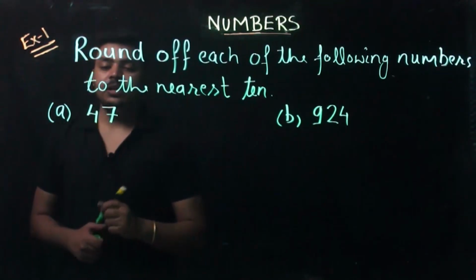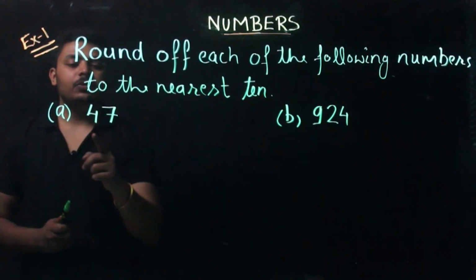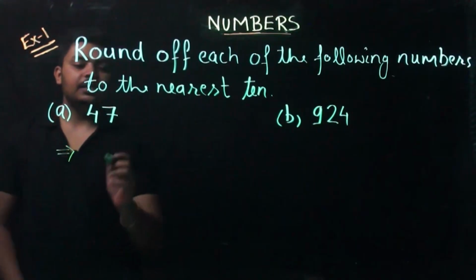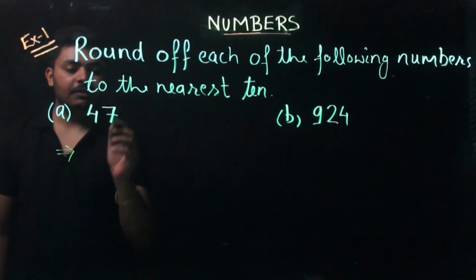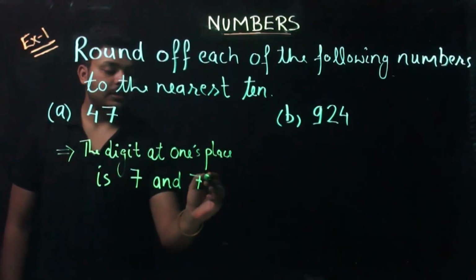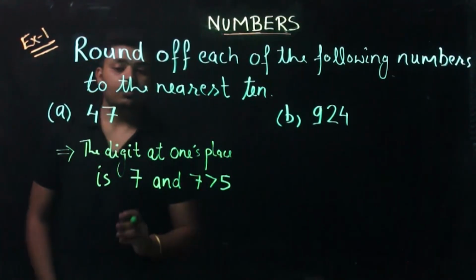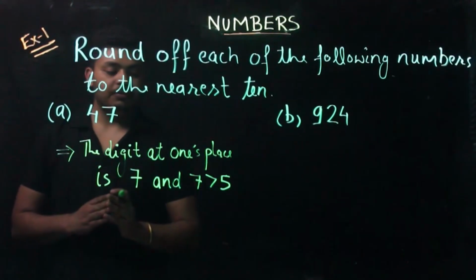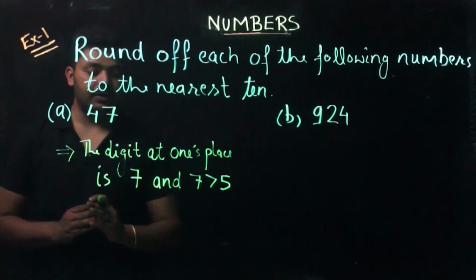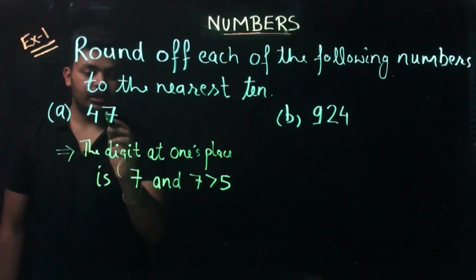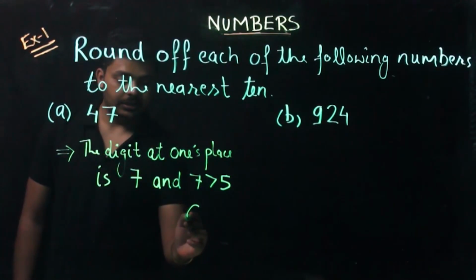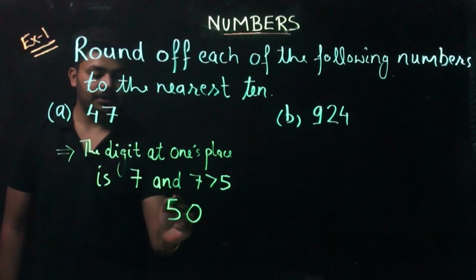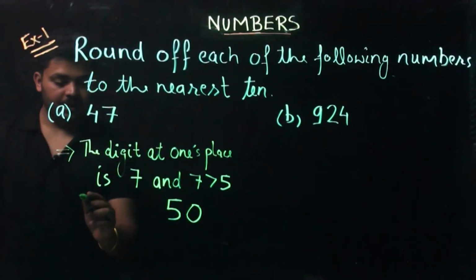That is, we are given 47, so we need to write the round off number to the nearest 10 of 47. As we can see, the digit at ones place is 7 and 7 is greater than 5. So what I have told you, if the number at ones place is greater than 5, we need to replace the number at ones place with 0. So instead of 47, we will get 40, and the number at tens place increases by 1, that is 50. So our round off number is 50.